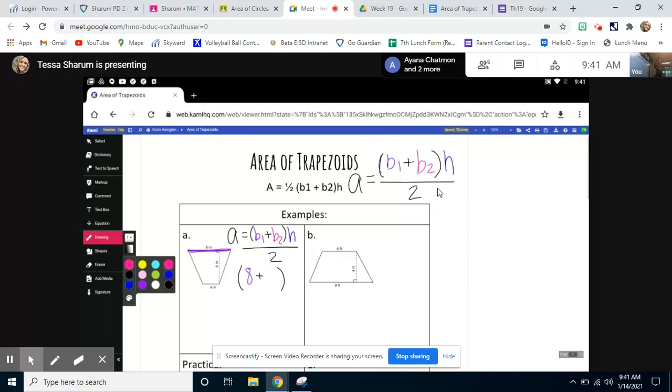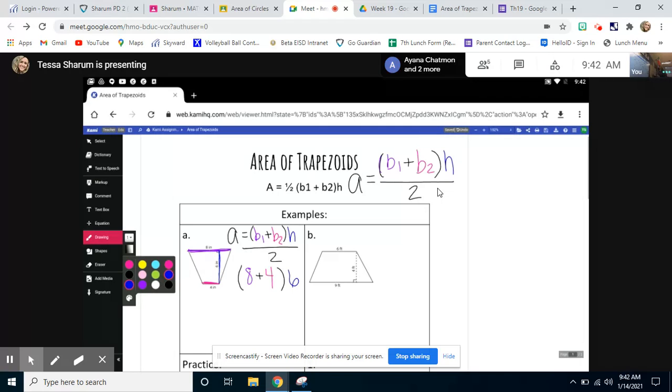My B2 is a line that is parallel to it. So the line that does not touch it and continues the same way is going to be this one right here. It's going to be the 4. So I've got 8 plus 4 in parentheses. And then my other number that they give me is my height. That height goes from one of the bases to the other base. It touches both bases. And that will be 6.